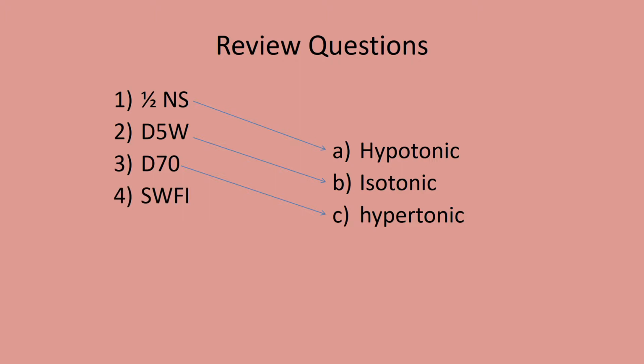Sterile water for injection, there's nothing in it, so 0 milliosmoles. That's definitely going to be hypotonic, very dangerous. It'll cause your blood cells to swell and burst. Seawater is about 4% salts, so that's way more than that 0.9 sodium chloride, so that is going to be hypertonic. Quarter NS, just like half NS, less than NS, so that's going to be hypo.